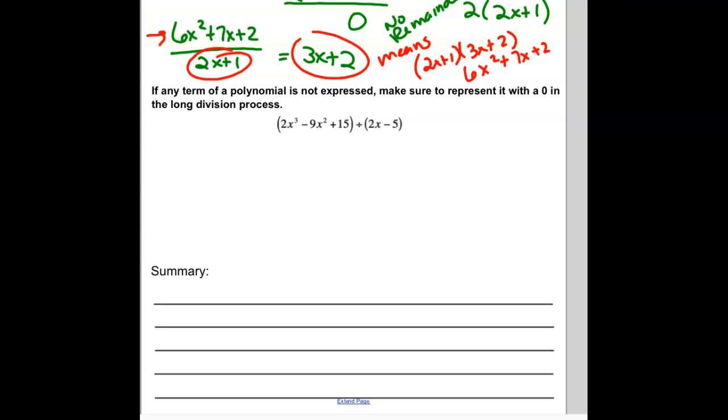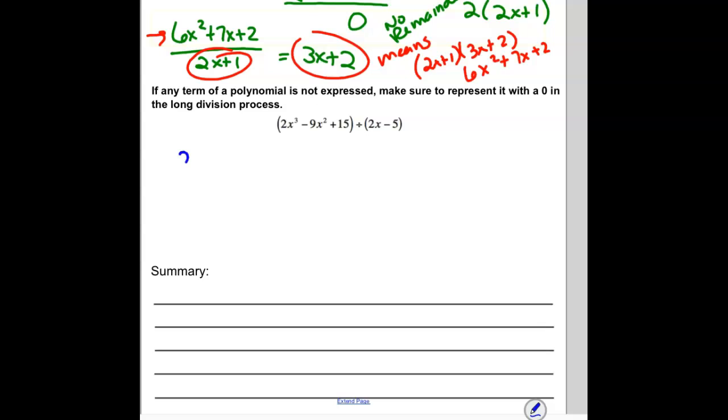Our last example is slightly different. Our statement here says if any term of a polynomial is not expressed, make sure to represent it with a 0 in the long division process. It's kind of like saying if I was dividing 7,052 by 21, I have to have that 0 there. It's holding that place value. I can't just put 752 because now I have 752 instead of 7,052. So it is important that any terms that are missing, we just put a 0 in their place.